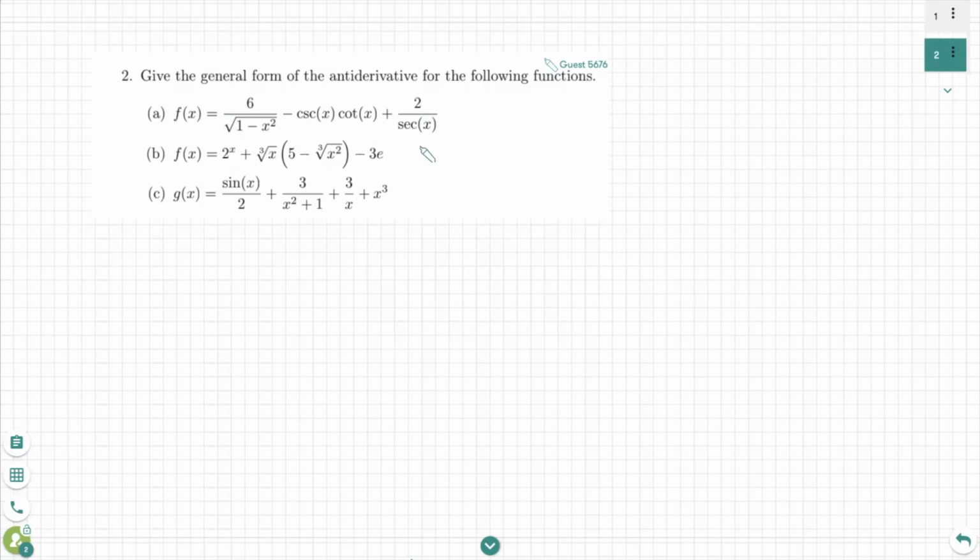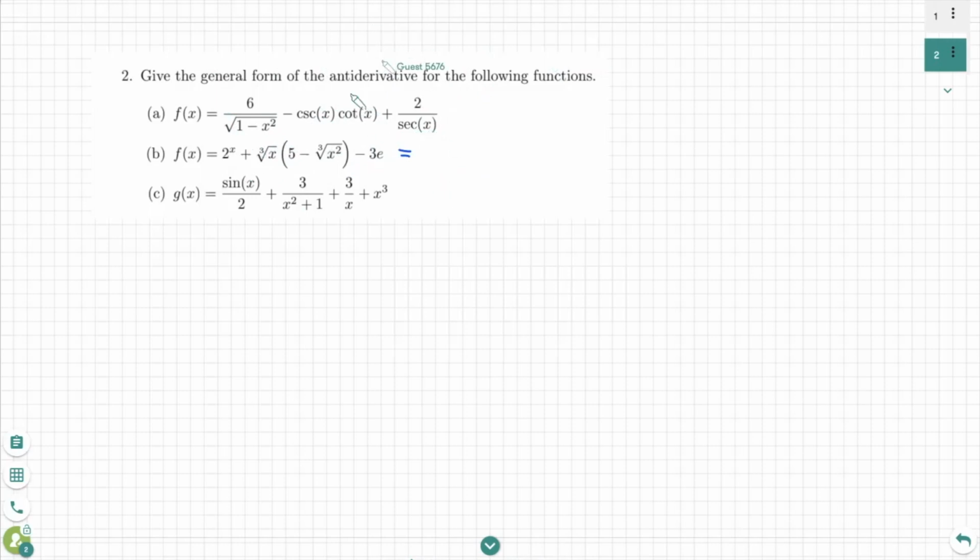What I wanted to ask is, could I just FOIL out the cube root of x and then just turn that into 5 cube root of x minus... Yeah, you definitely want to do that because it's really tough to find the antiderivative of a function times a function. So you want to try to avoid that when you can.